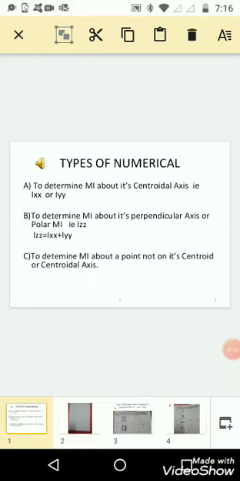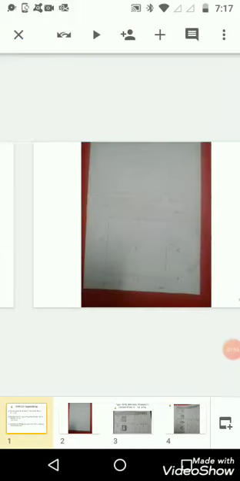C, to determine moment of inertia about a point not on its centroid or centroidal axis. So these are the three different types of problem. Now in first category A, today we will try to solve that problem. Again, we will try to understand some basics. Yes, next slide.